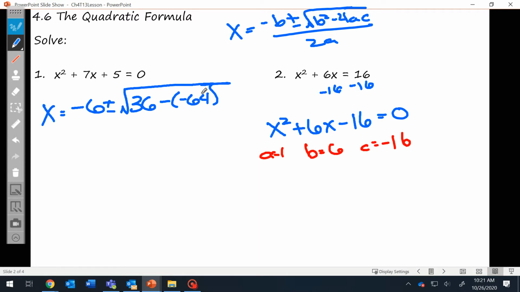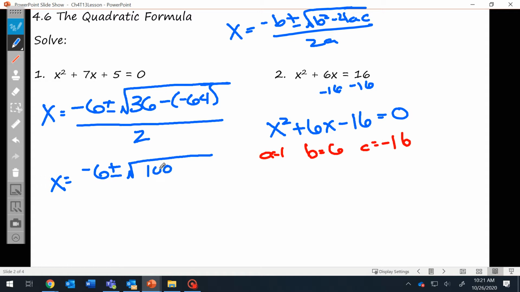That is going to become plus 64 in just a second, all over 2 times a, so all over 2. All right, and now we have some simplifying to do. So negative 6 plus or minus the square root of 36 plus 64, which is 100, all over 2.